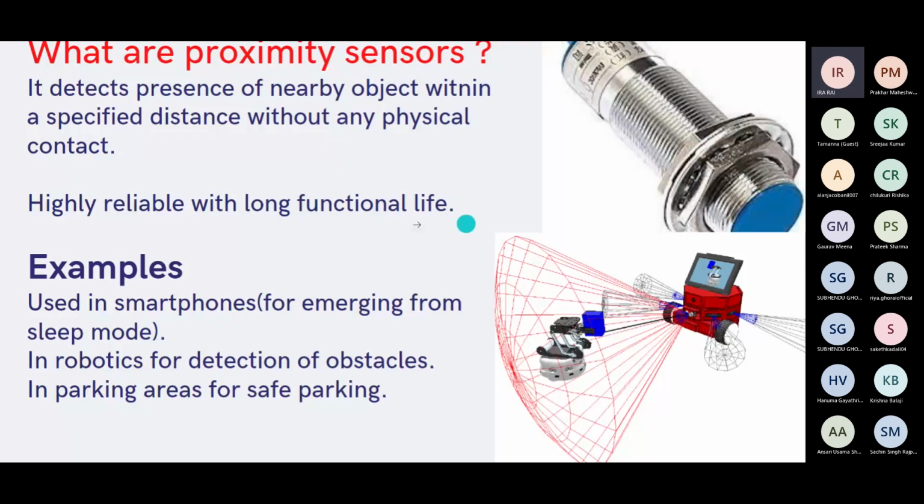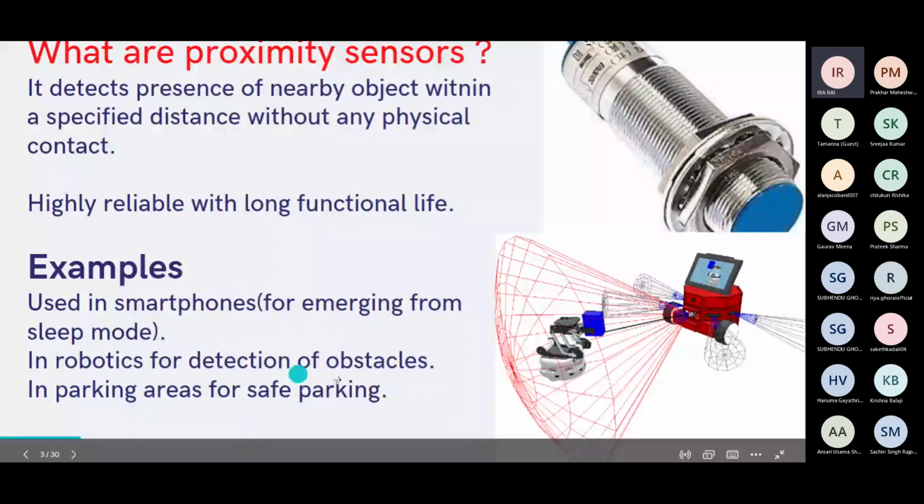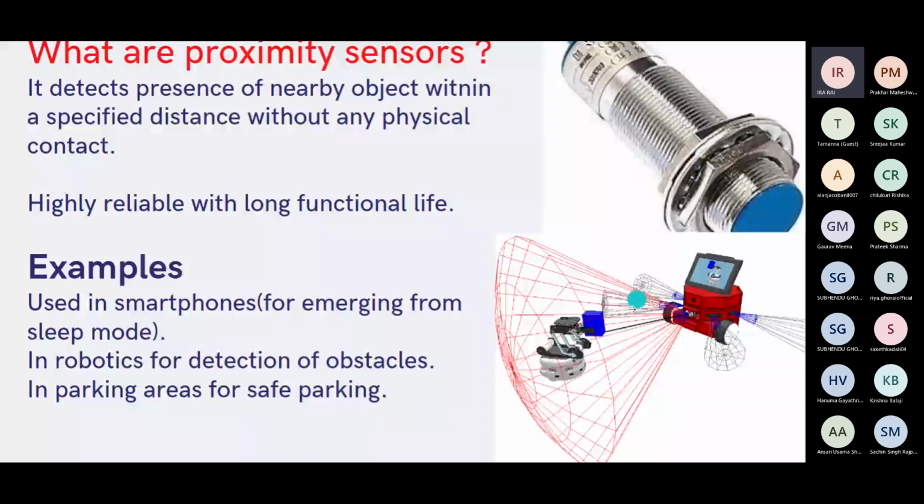Proximity sensors can be found in our daily life applications, like, for example, in our smartphones for emerging from sleep mode. Whenever some notification comes and we put our smartphone in front of our face, we are able to see the notification and the phone emerges from the sleep mode. That's because of proximity sensors. Also, in robotics, you can see proximity sensors for detection of obstacles. For example, in this image, this is a robot, and we have 5 proximity sensors here. So it is useful in detection.